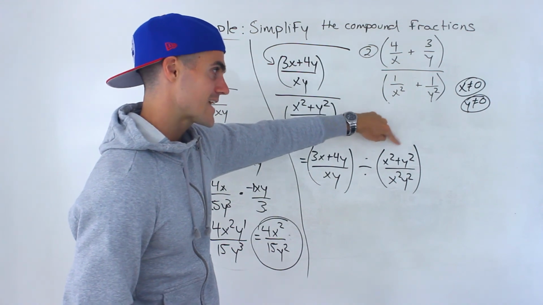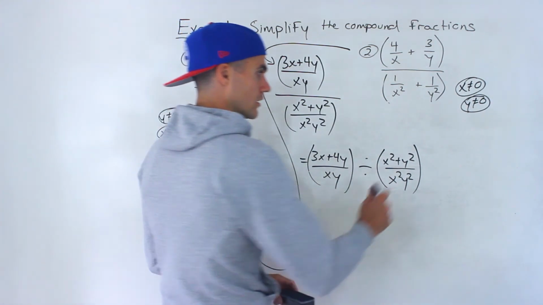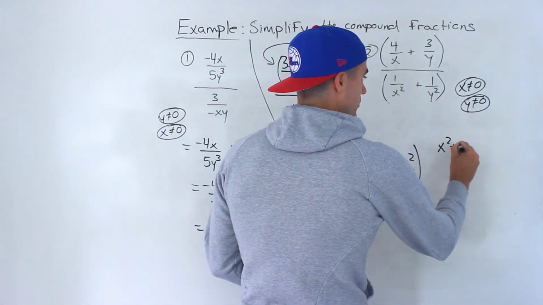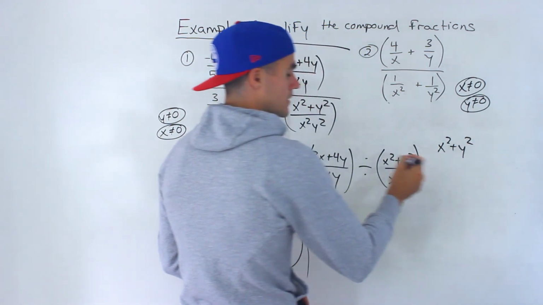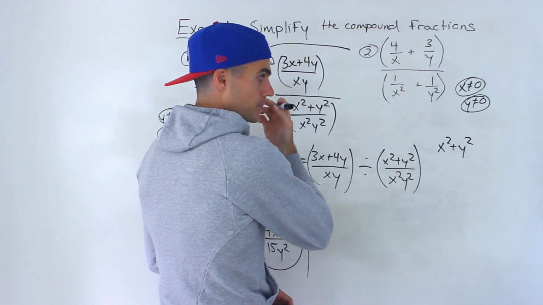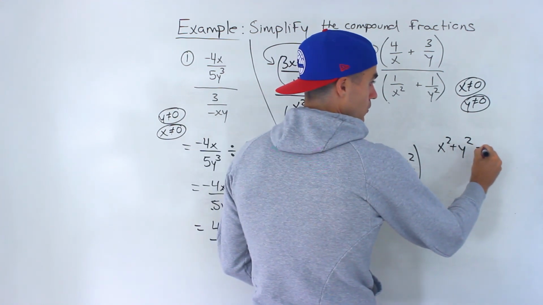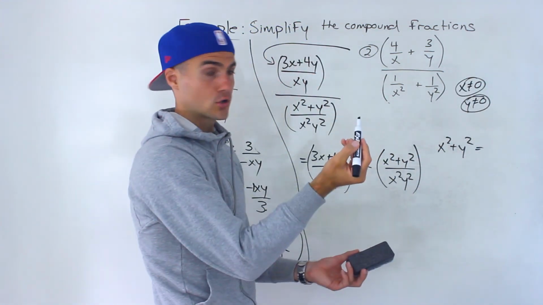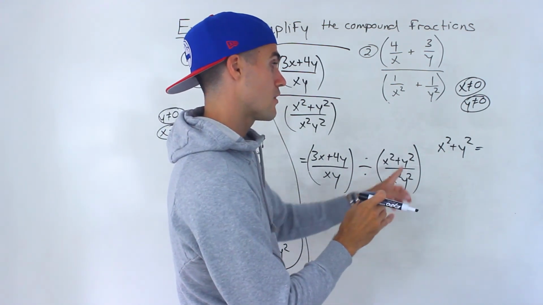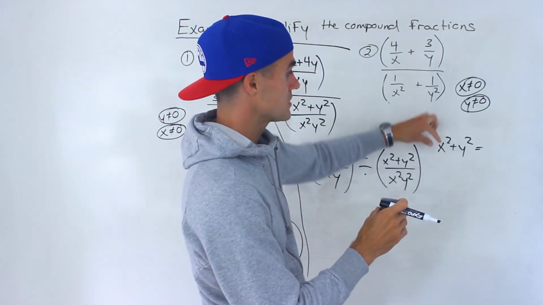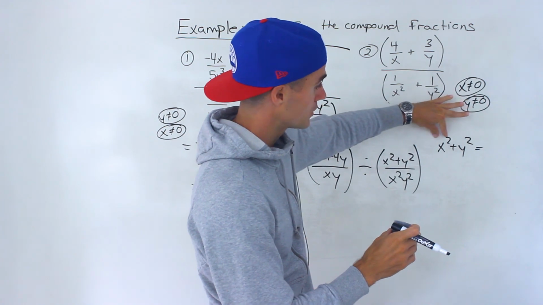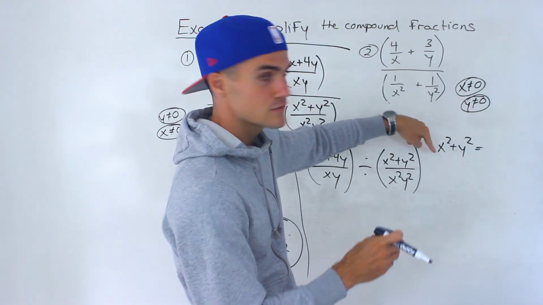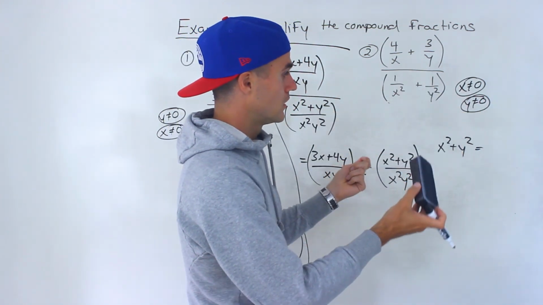But in this case, x squared plus y squared, that can never equal 0 unless both of them are 0. Because notice if both of them aren't 0, it's always going to be a positive number here and here, because even if it's negative, you're going to square the positive number.